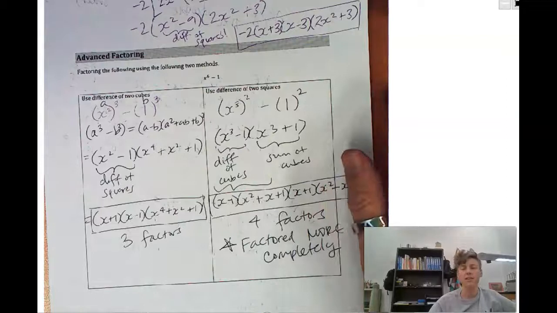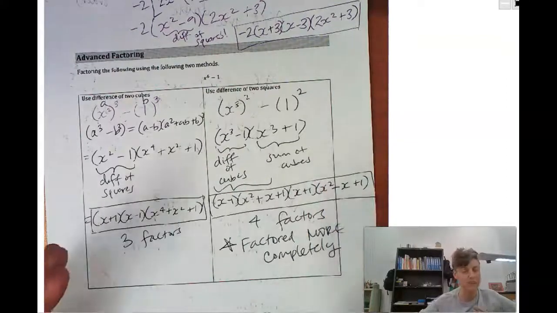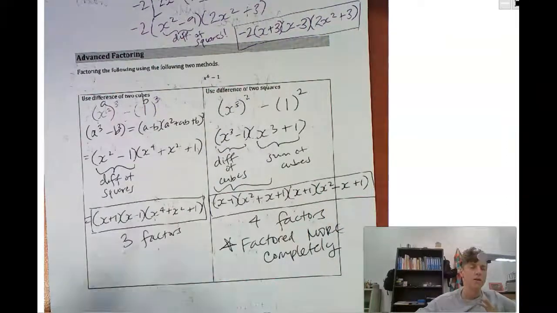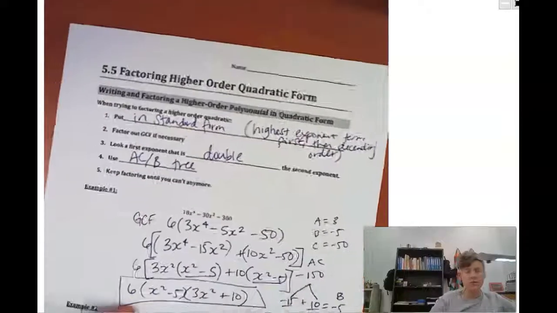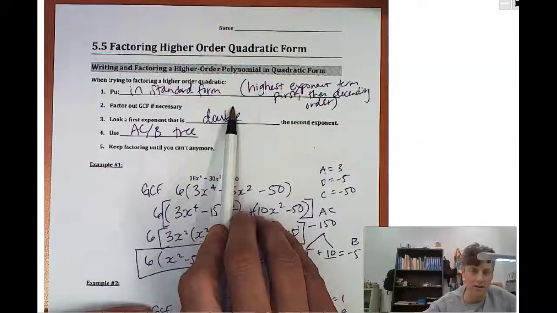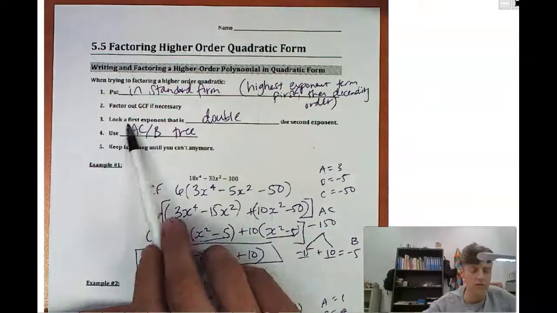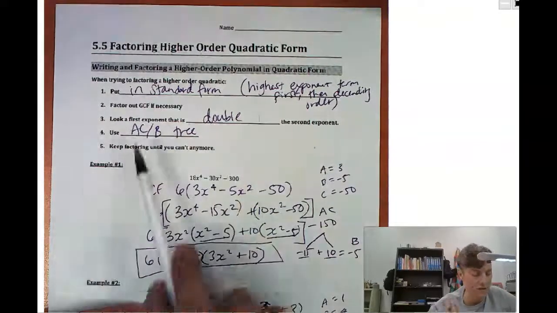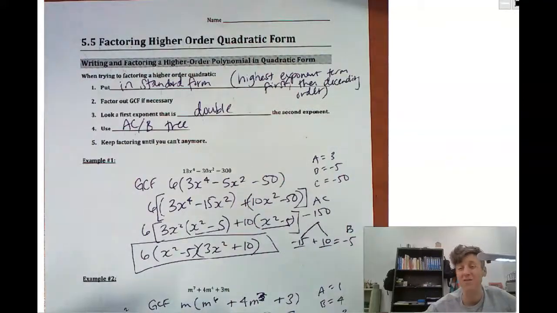All right, lovelies, that's it. Kind of a recap of stuff that we've already done. Major steps to factoring higher order polynomials in quadratic form: put them in standard form, take out a GCF, make sure the first exponent is double that of the second, do your ACB tree, and then factor till you can't factor no more.